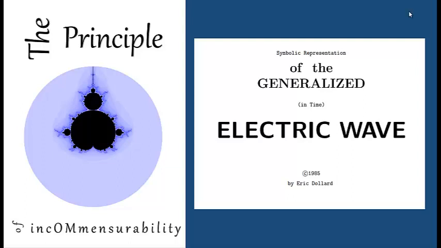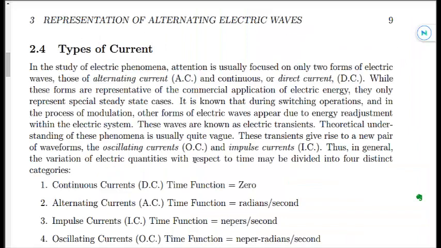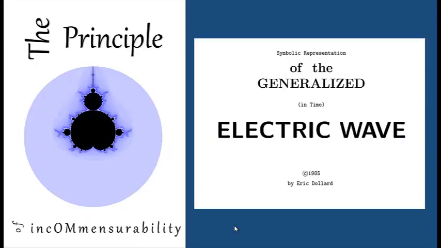So today we're going to review another section of Eric Dollard's paper on the symbolic representation of the generalized electric wave. I'm going to read this section of the paper and then we're going to have a discussion of it. But I want to do this from the perspective of the principle of incommensurability and the notation that I've been developing to represent incommensurate principles.